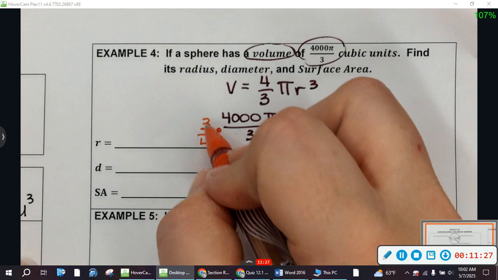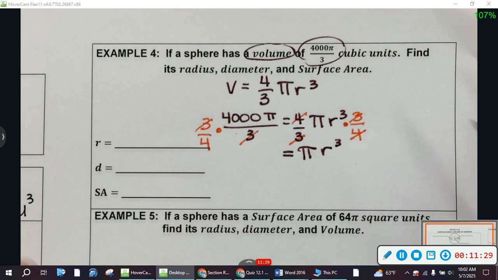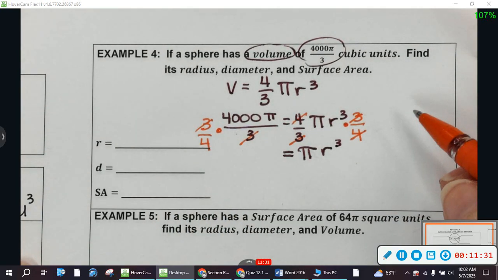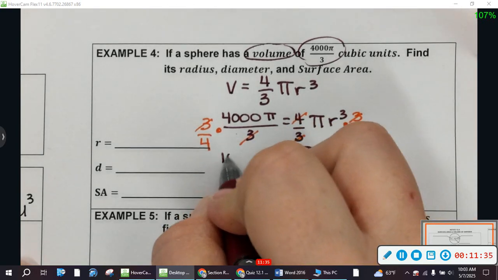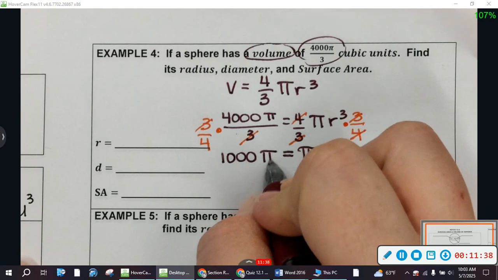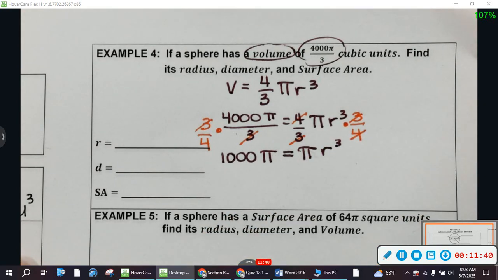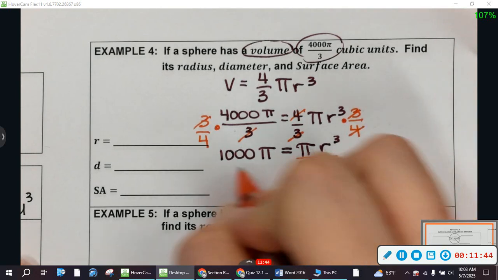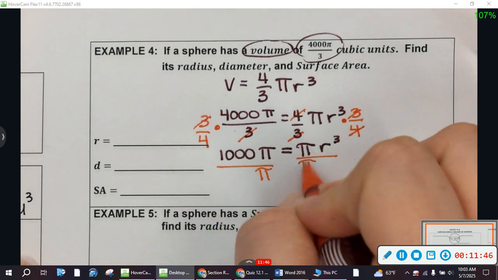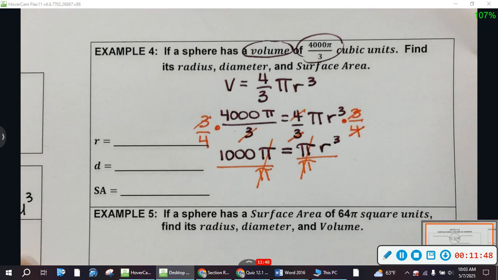But we can also think about it logically. 3 divided by 3 simplifies to 1. And 4,000 divided by 4 is 1,000. Now I still need r by itself. So I got to get rid of pi. And pi divided by itself is 1.